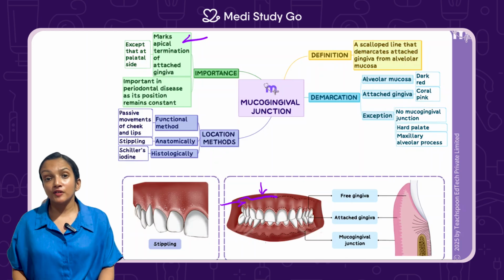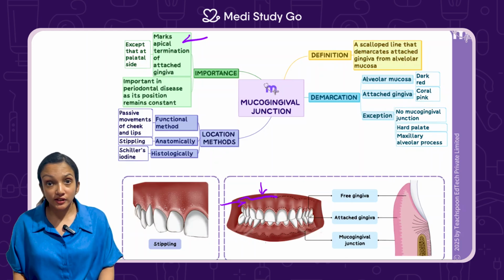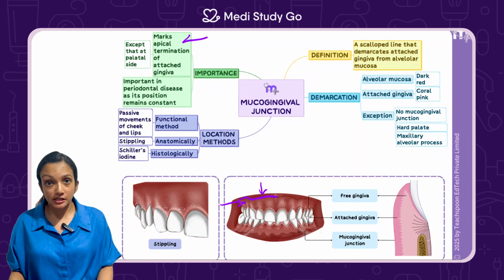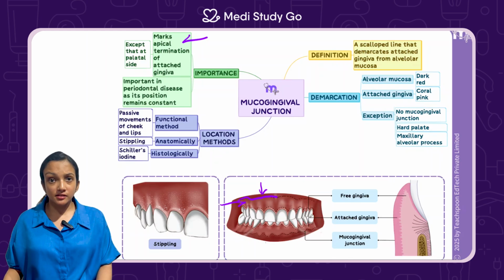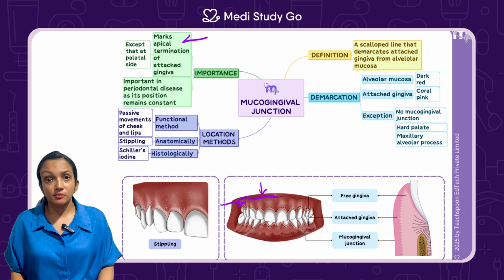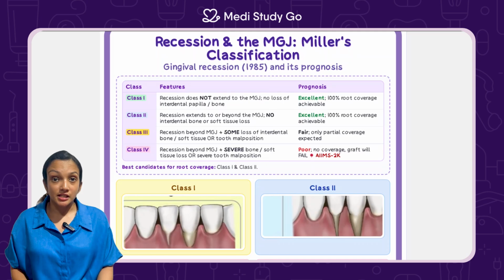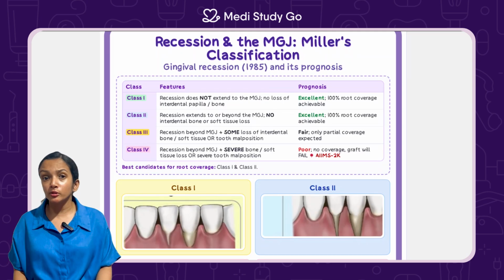So this landmark is very important when you're assessing the width of attached gingiva and when you're planning periodontal surgeries. We will see this gradually as we cover more topics in periodontics, but for now just know that this is a very important landmark. When it comes to gingival recession, there is a very important classification which is commonly used. There are numerous classifications, but this is one that is commonly used, that is Miller's classification of gingival recession, given in the year 1985.